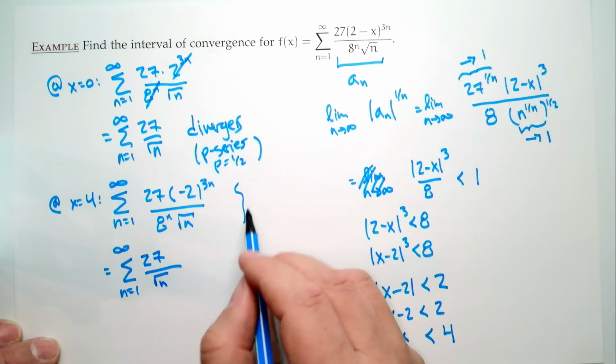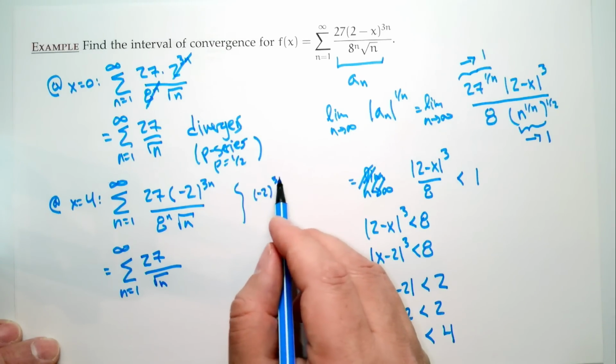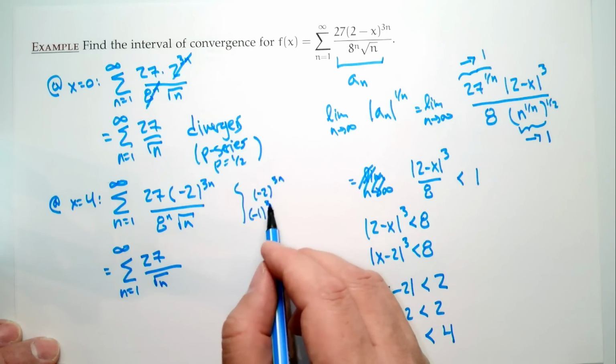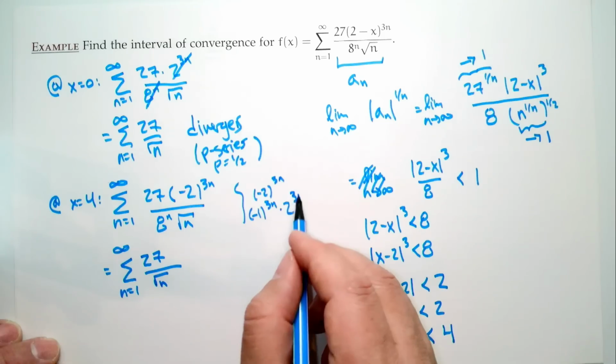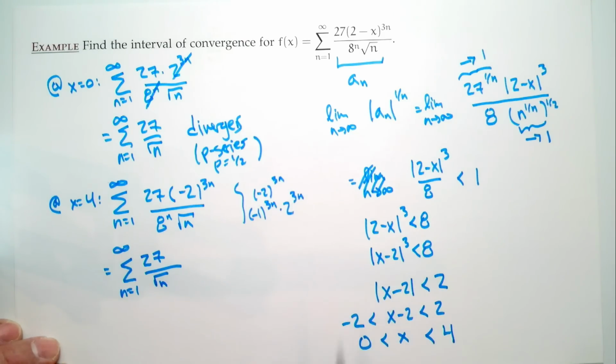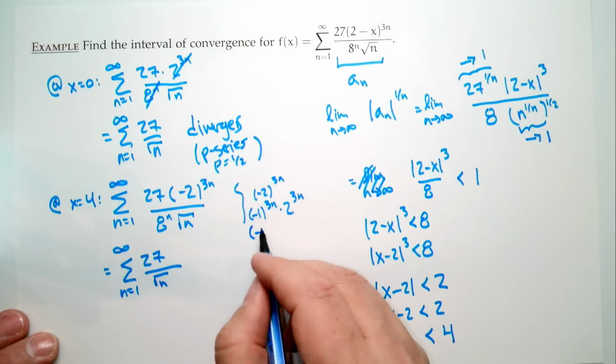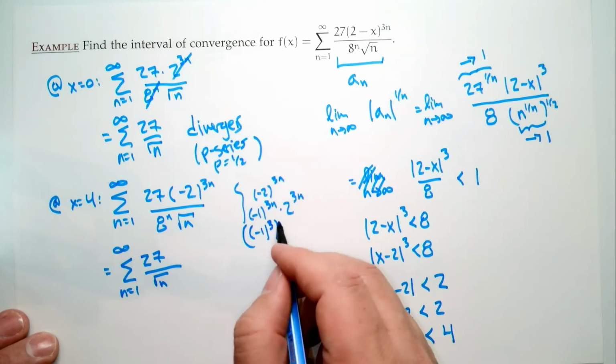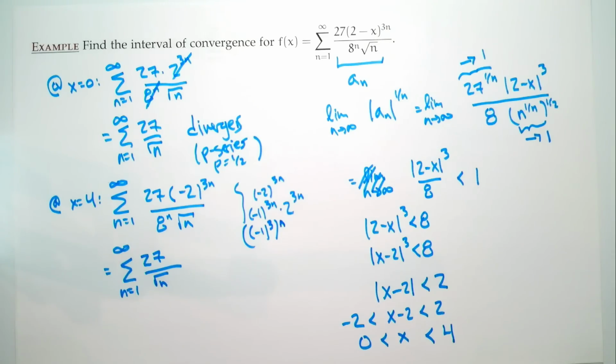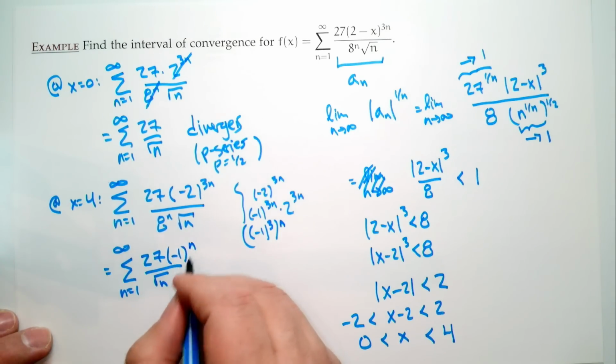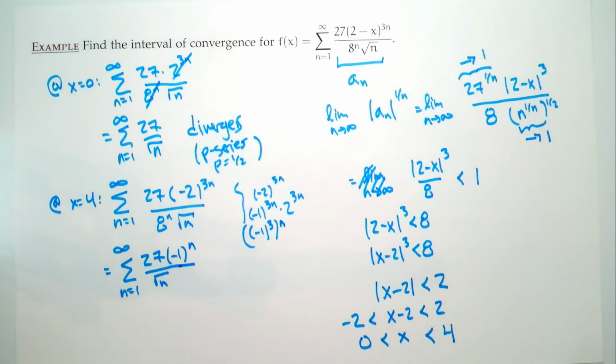So let's just do some work on the side here. Negative 2 to the 3n is like negative 1 to the 3n times 2 to the 3n, and the 2 to the 3n will become 8 to the n. Now, negative 1 to the 3n, we can think of as negative 1 cubed to the n, because I really like to think of things to the n power. And negative 1 cubed is negative 1. So this becomes negative 1 to the n, which means it's a little different. We have this plus minus thing going on.